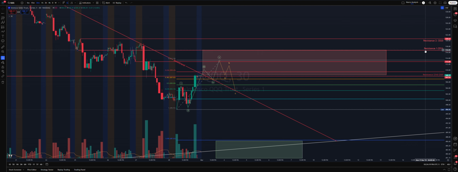I have the 516 and 520 marked off here as well. So they're trading with technical analysis as well. That's my QQQ analysis for March 3rd.